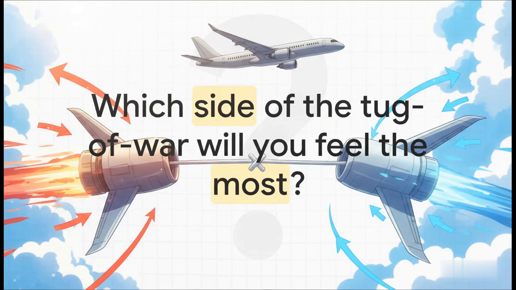But I want to leave you with a thought. Next time you're on a flight, looking out the window at 30,000 feet, thinking about this massive metal machine successfully balancing on invisible air, which side of the aerodynamic tug-of-war will you feel the most? Will you notice the powerful thrust pushing you back into your seat on takeoff, or maybe the incredible pressure-defying lift holding you smoothly above the clouds? Think about that next time you take to the sky.